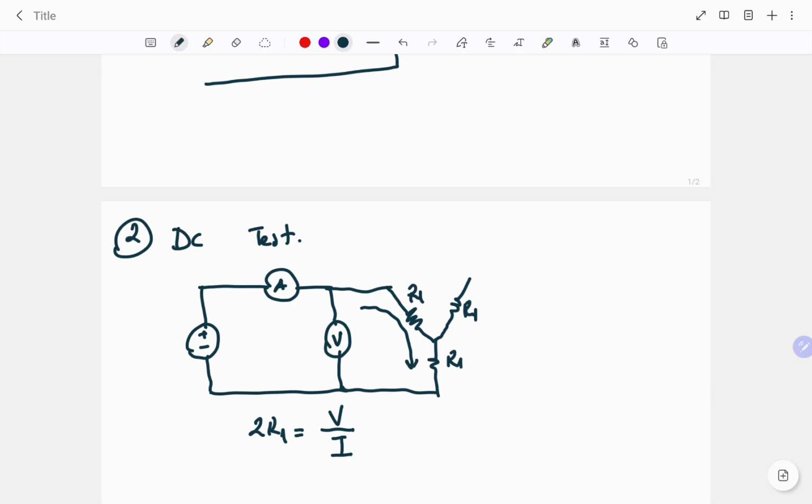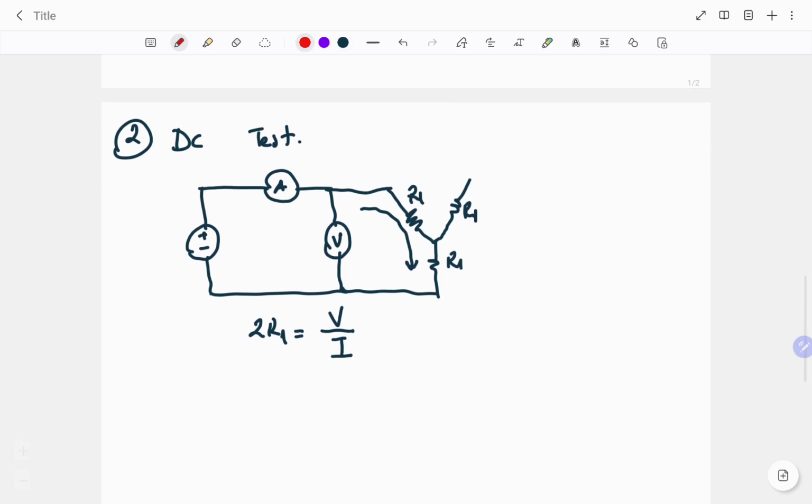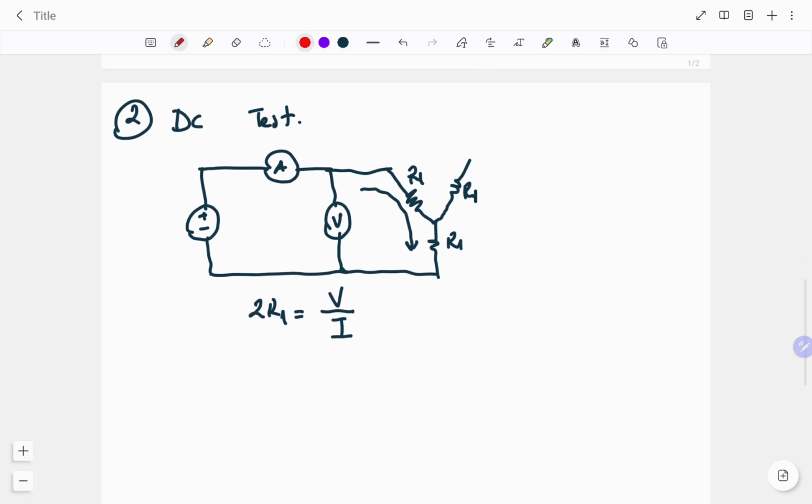The third test will be the locked-rotor test, or in other words, the blocked-rotor test. For that one, we have an operation similar to the short circuit test of transformers.